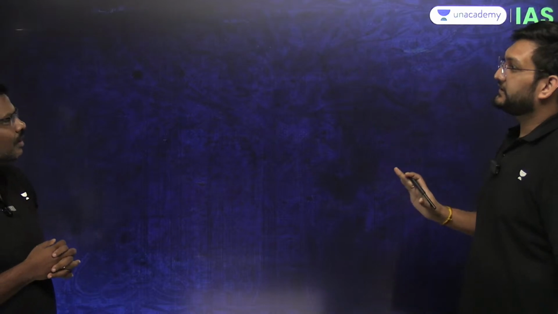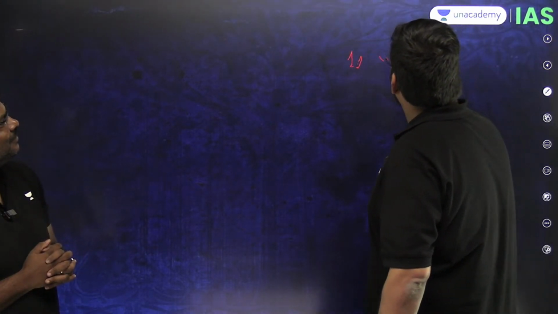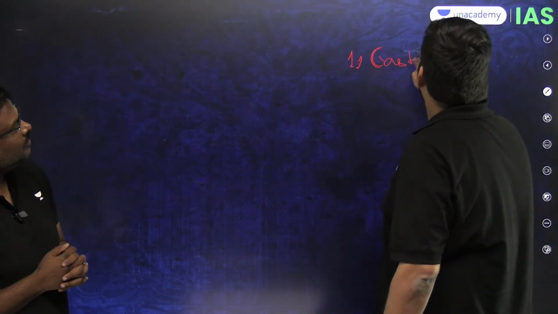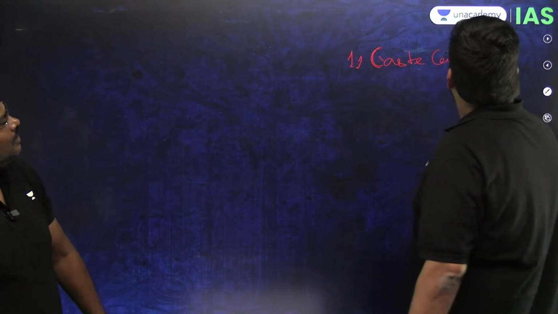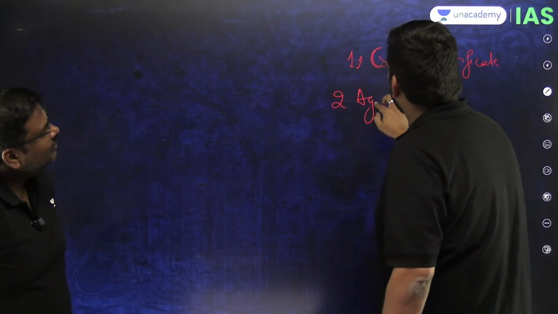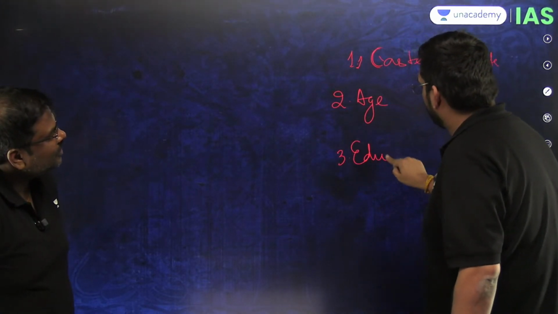Now, sir, there are 3 heads under which they are confused. What is the first one, sir? Caste certificate. Second one, sir? The age limit. And the third is the concept of education, educational qualification.